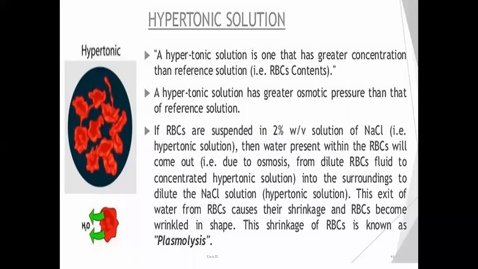That means a hypertonic solution will cause plasmolysis of RBCs. What's the reason behind that? As the extracellular fluid contains a 2% concentration of sodium chloride solution, the osmotic pressure is less in the RBC. So the water in the RBC will come out to dissolve the solute molecules in the extracellular fluid. As water comes out of the cell, RBCs will shrink, and this shrinkage of RBCs is known as plasmolysis. So this is with respect to the hypertonic solutions.